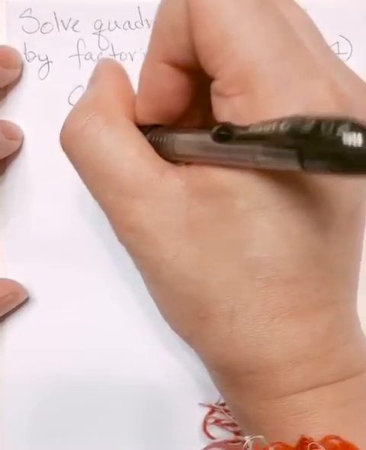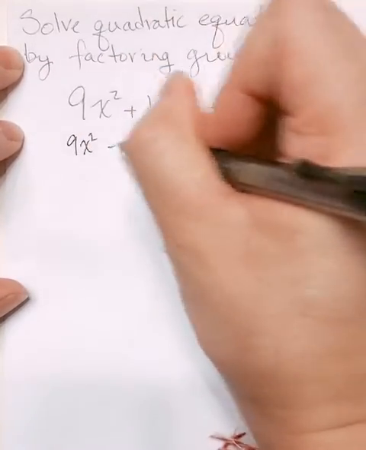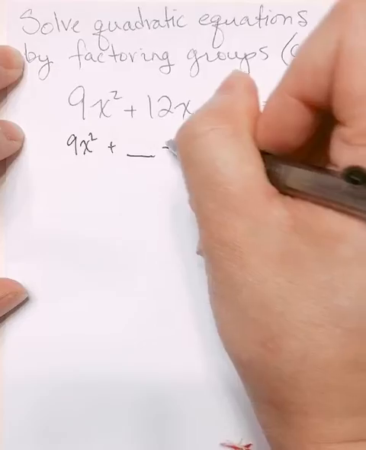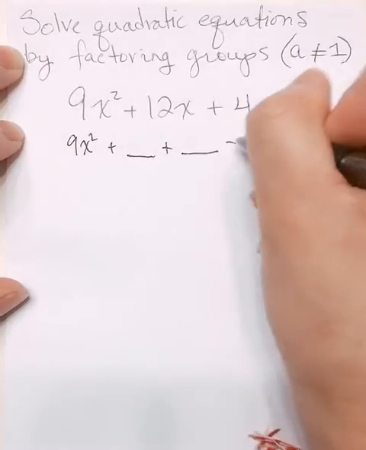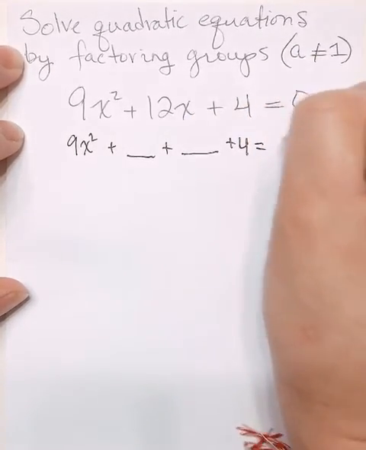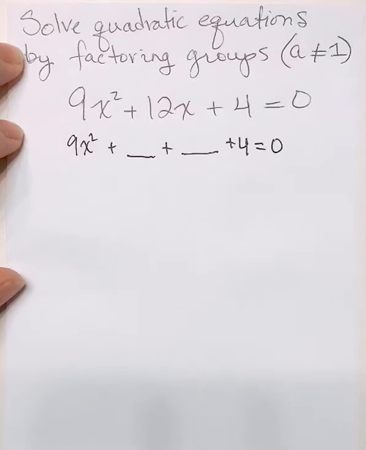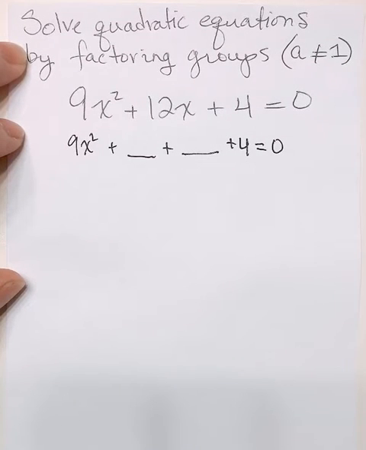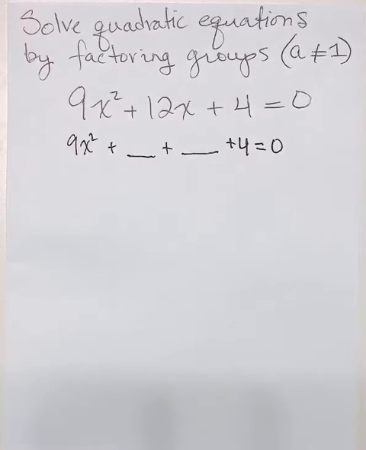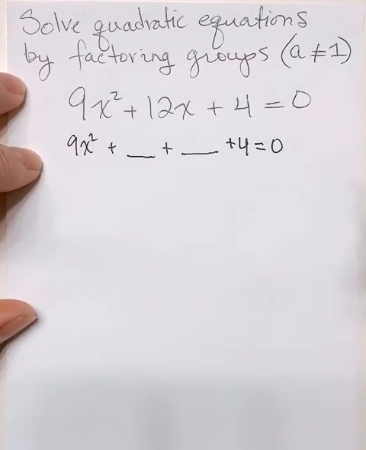So we do 9x squared. What we do is we want to split the middle term, 12x, into 2 things. We keep the first and the last term the same. So we're going to have to do some side work. We go to the side and say, okay, how do I split 12x into 2 things? It could be 8x plus 4x. It could be 10x plus 2x. It could be anything. There's so many possibilities. If I just sit there and do trial and error, it'll take me forever. So there's actually a way to do that.